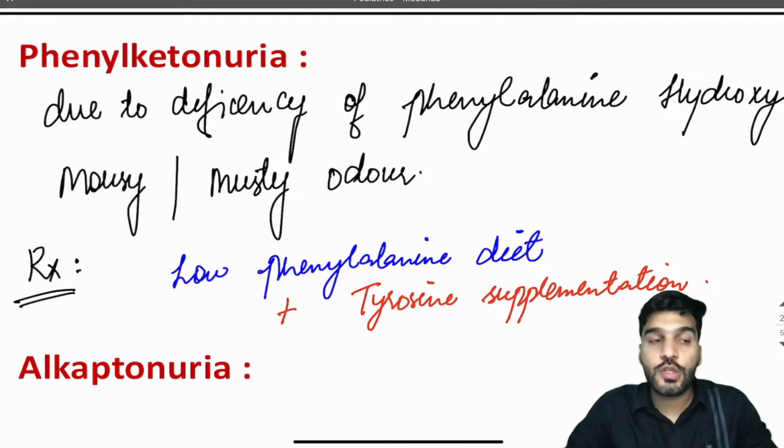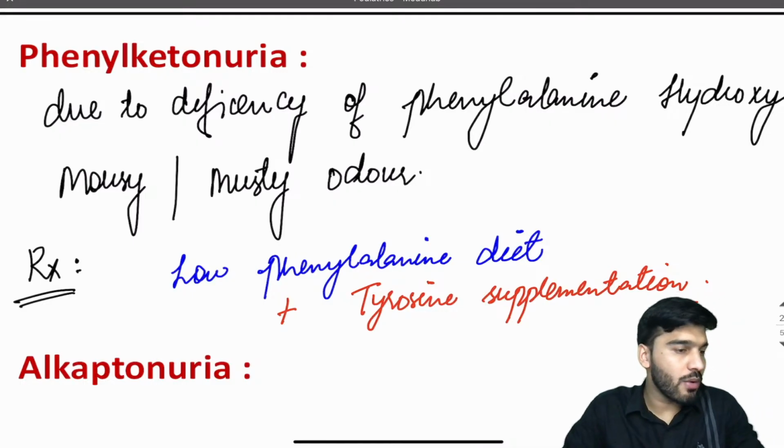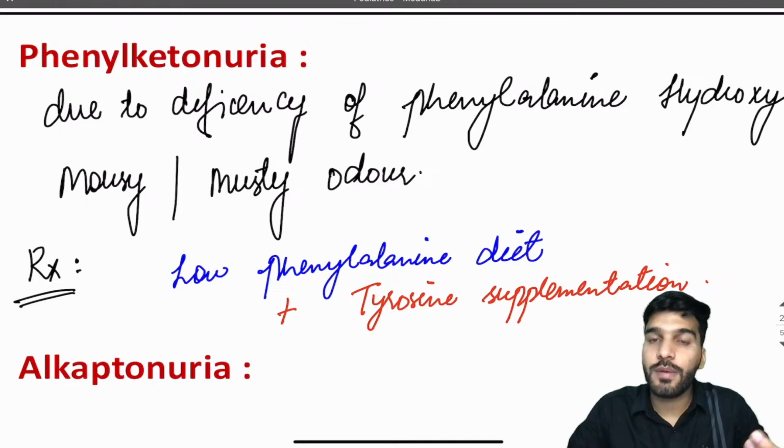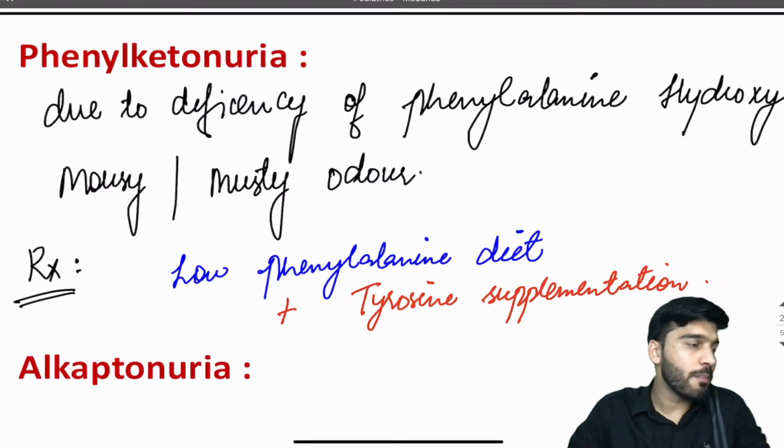So what are the features of a patient having phenylketonuria? Yes, so the features of a patient having phenylketonuria will be CNS manifestation or hypopigmentation.